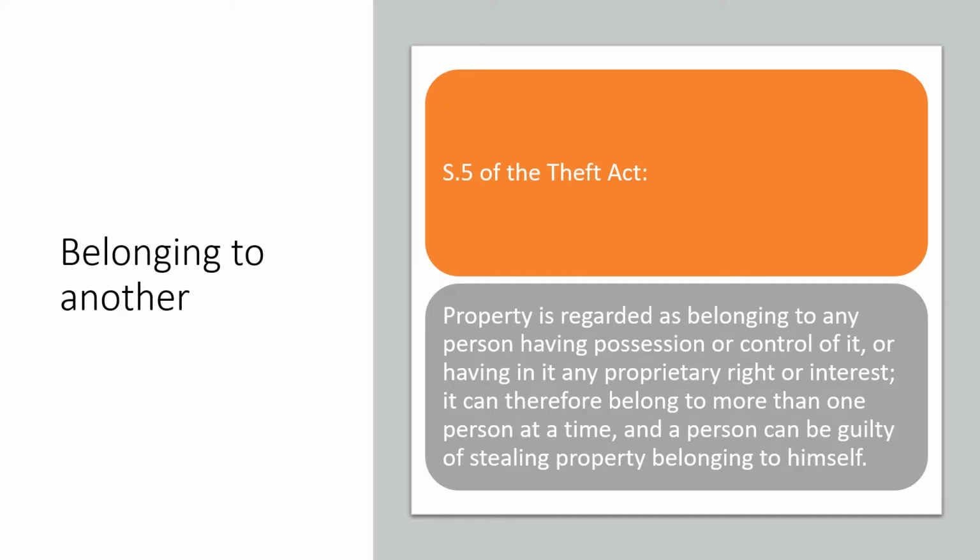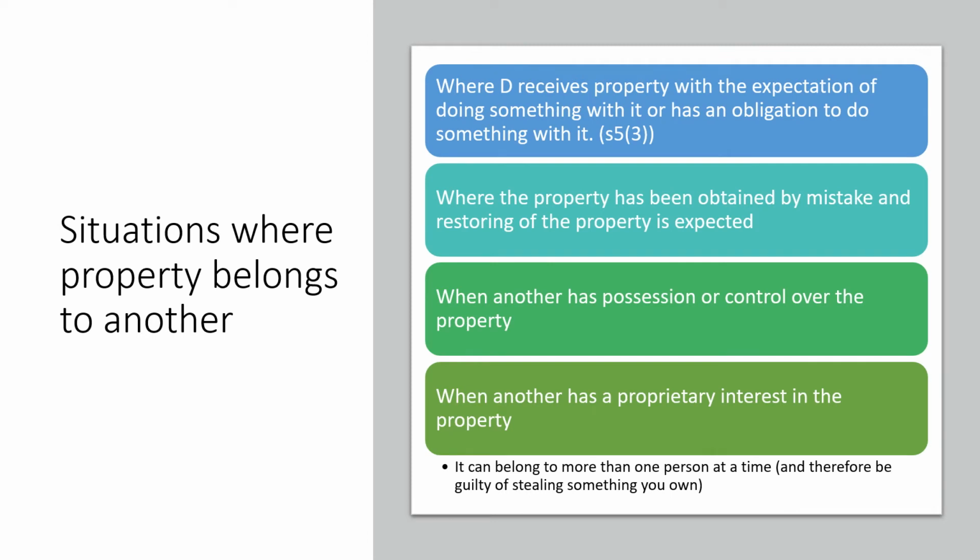And what the Act tells us is property is regarded as belonging to any person having possession or control of it, or having in it any proprietary right or interest. It can therefore belong to more than one person at a time, and the person can be guilty of stealing property belonging to himself. And there becomes the unusual part. So we've got some situations where the property belongs to another, where the defendant receives property with the expectation of doing something with it, or has an obligation to do something with it.